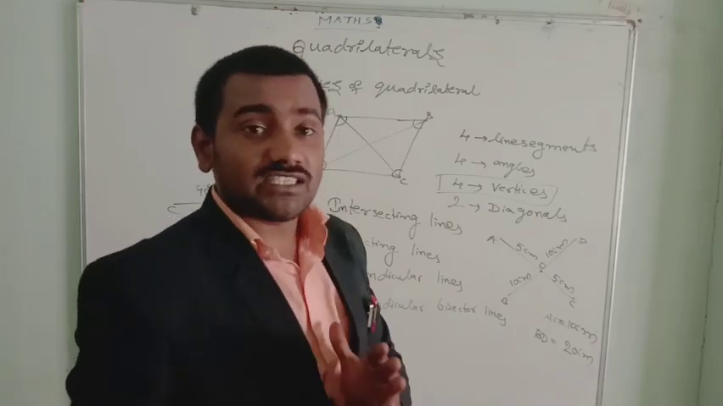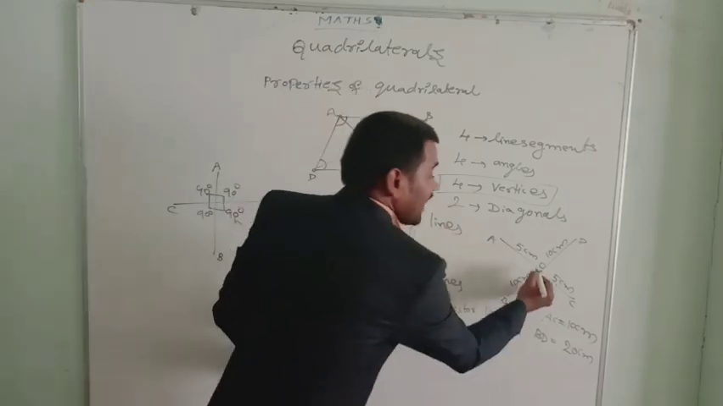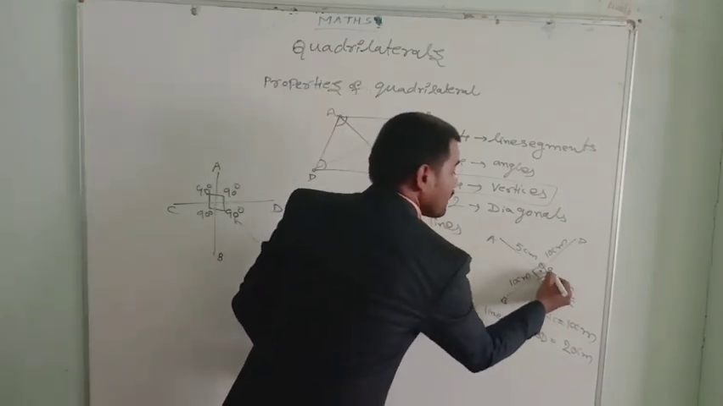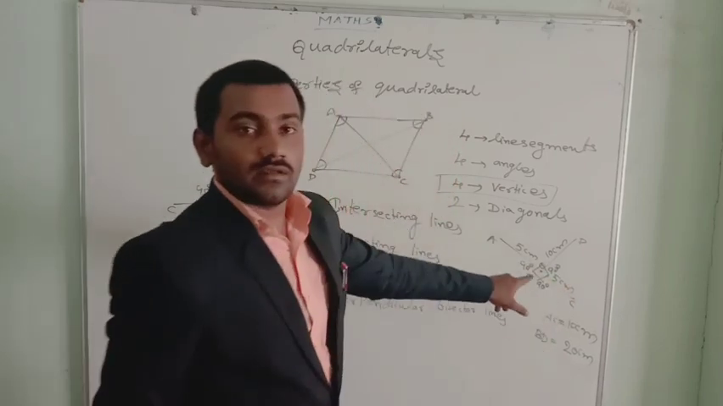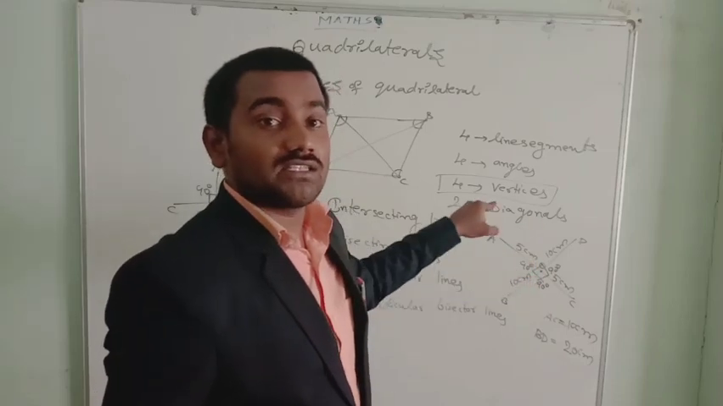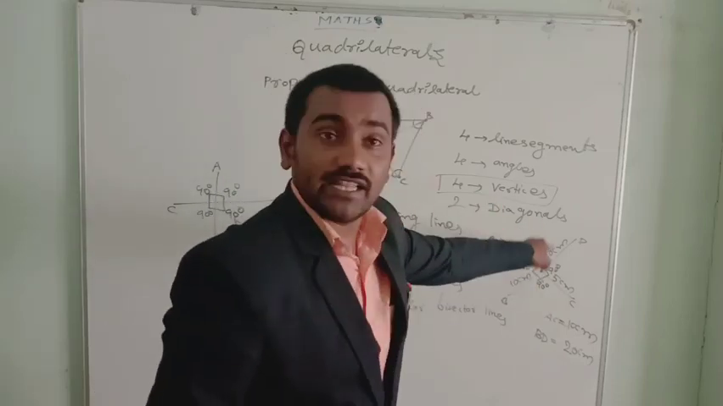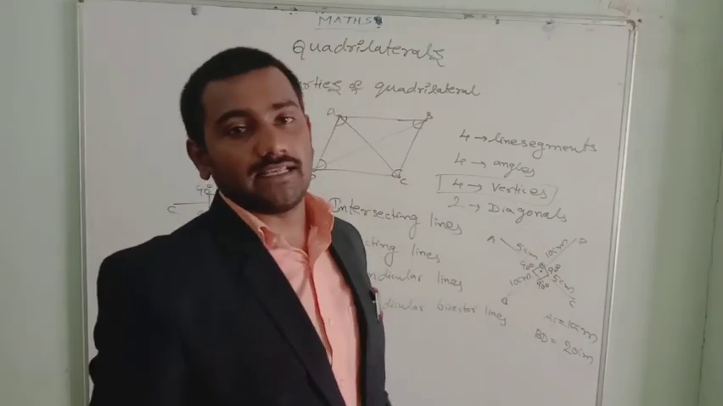Bisecting in the sense intersecting at the half of the total length is known as bisecting. See, at the angle O, if the angle is 90 degrees, they are known as perpendicular. Already they are bisecting. So this is completely perpendicular bisecting lines.